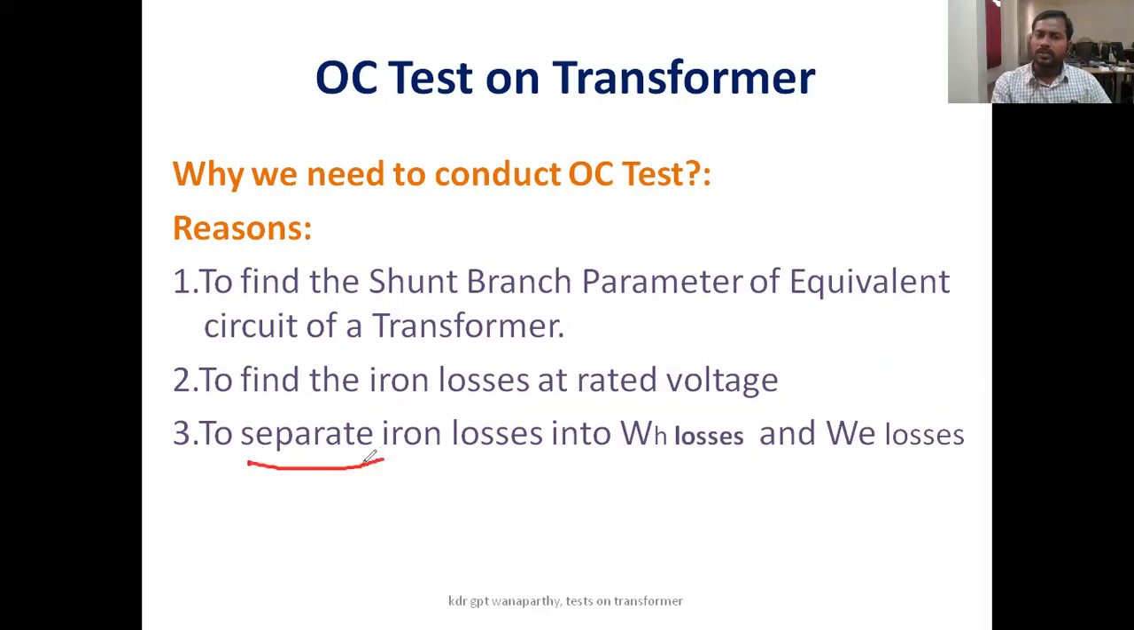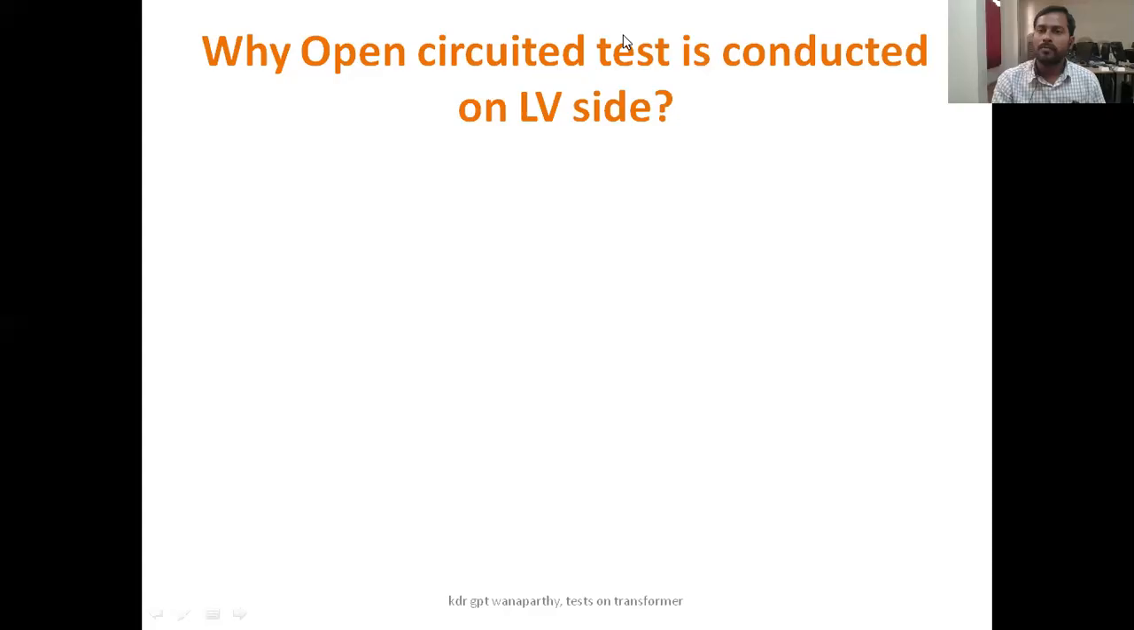The next one is the separation of iron losses into eddy current and hysteresis losses. If you connect a wattmeter in series with the transformer, the wattmeter reading gives the total iron losses. But how do we separate the iron losses? That we can also find by using this test. I will explain how all these things can be determined in the next steps.